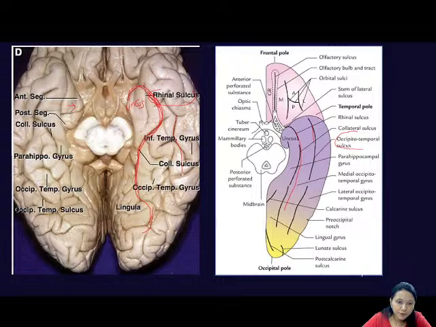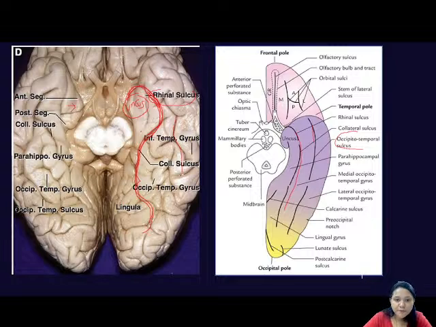So first you see the collateral sulcus and trace it. Anteriorly you will get the rhinal sulcus, and it is going to take an upturn here, and then you get a gyrus that is known as the uncus.